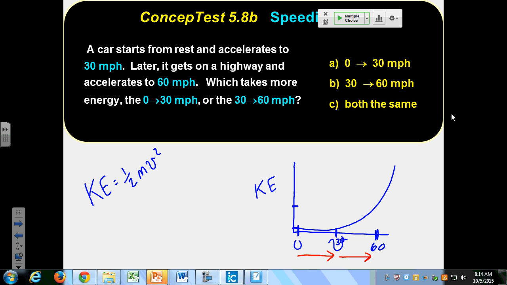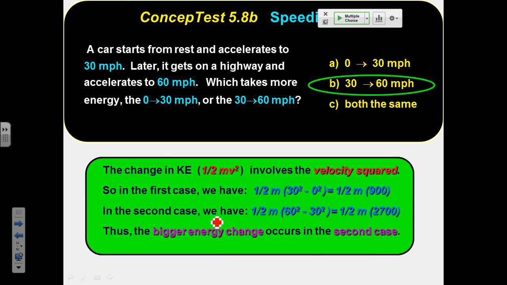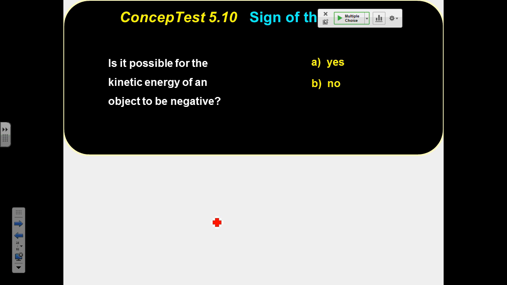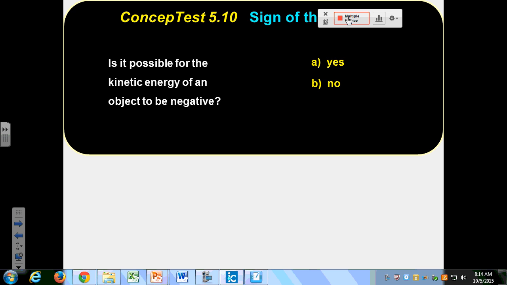All right, let's see. I think we'll probably stop with that one. Let's just do this one, then we'll make this the last one. Is it possible for the kinetic energy of an object to be negative? All right, I'll stop at 28.